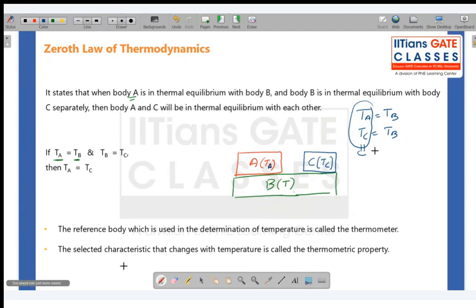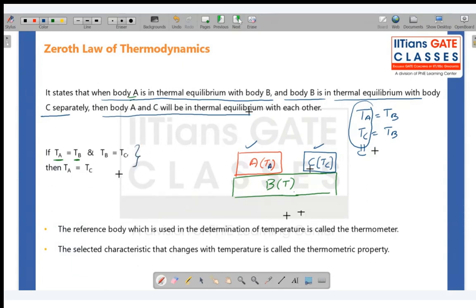Did you understand this? I have one body and I bring a body in contact with it, and their temperature is not changing, so their temperature is the same. Now I keep my first body as it is and bring a third body in contact with it, and their temperature is also not changing. That means both body A and C are in thermal equilibrium. So the law states that if body A is in thermal equilibrium with body B, and body B is in thermal equilibrium with body C separately, then body A and C will be in thermal equilibrium with each other. This is the conclusion.